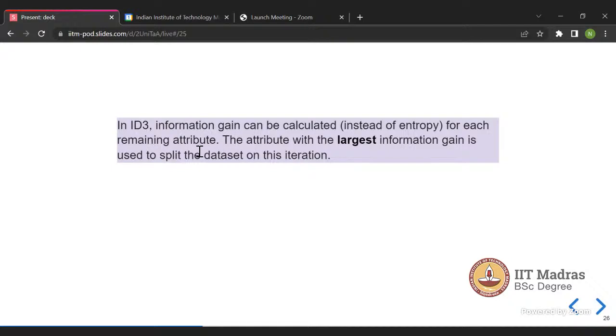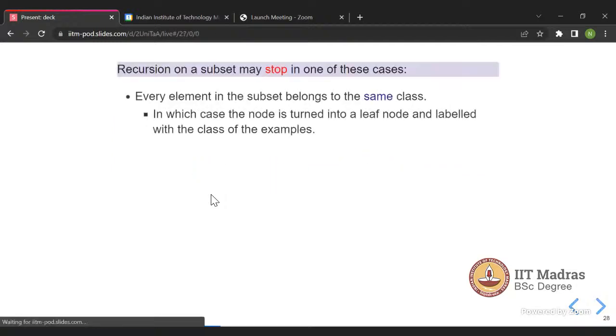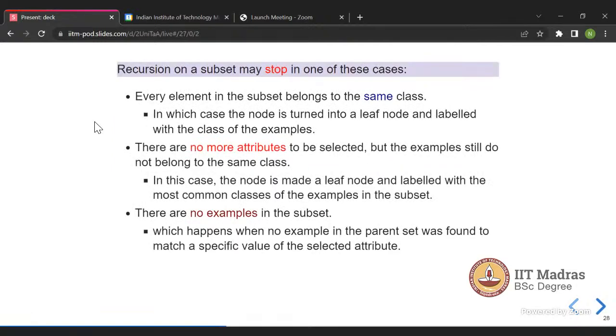And we choose the attributes to split for which there is the largest information gain. So this information gain is related to entropy, right?